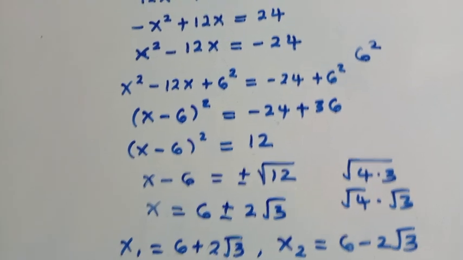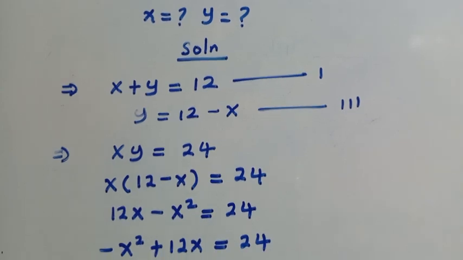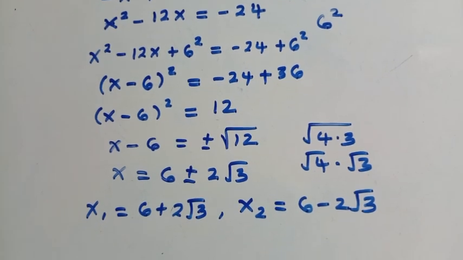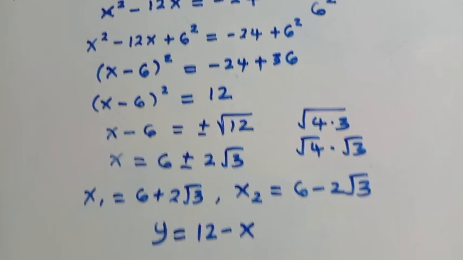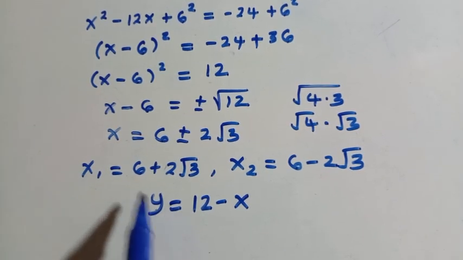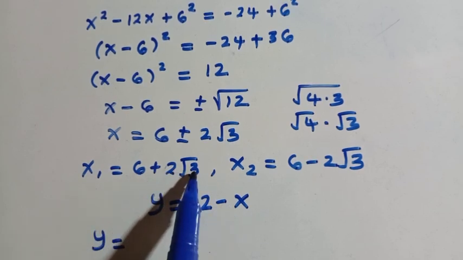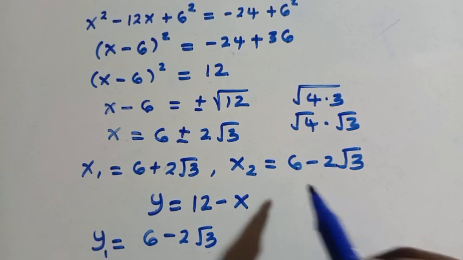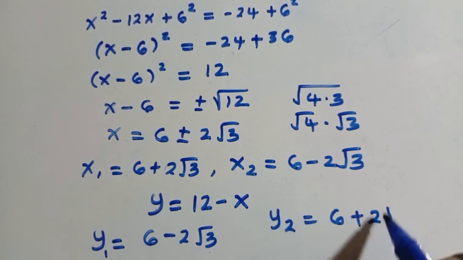And we can get the value of y by recalling equation 3, which is y equals 12 minus x. We substitute it here for every value of x. When we replace x with 6 plus 2 root 3, we get 6 minus 2 root 3 for the value of y1. And also at this point, we have our y2, which equals 6 plus 2 square root of 3.